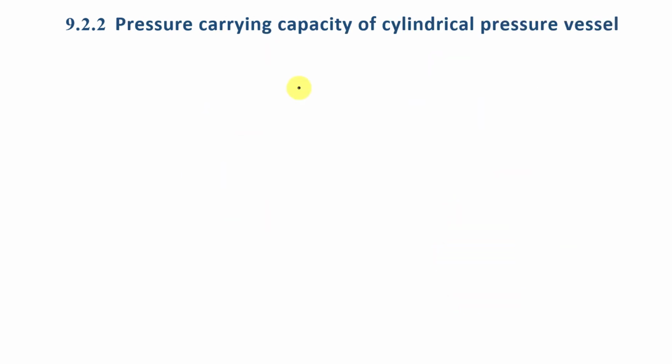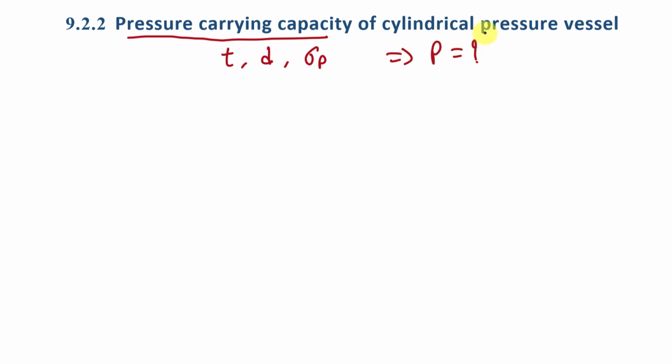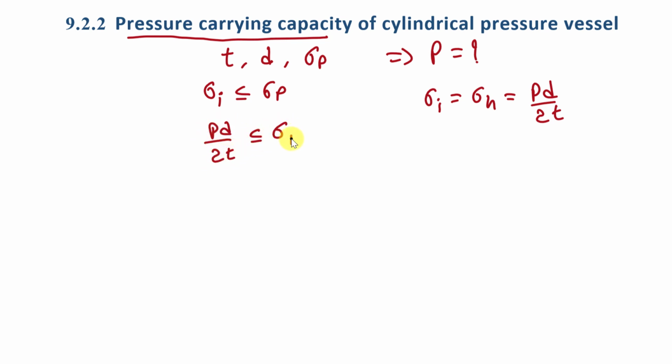Fine. Now let us understand how to find pressure carrying capacity of cylindrical pressure vessel. Let's say in the question thickness is given, diameter is given, and sigma permissible is given. And we have to find out pressure carrying capacity of this cylindrical pressure vessel. So we know that for safe design, sigma induced should be less than or equal to sigma permissible. And in our case, sigma induced is equal to sigma h, that is hoop stress, that is equal to PD by 2T. Right? So here PD by 2T should be less than or equal to sigma P.